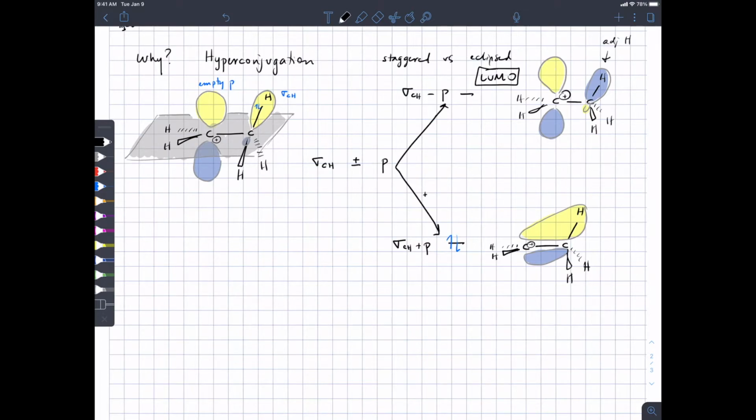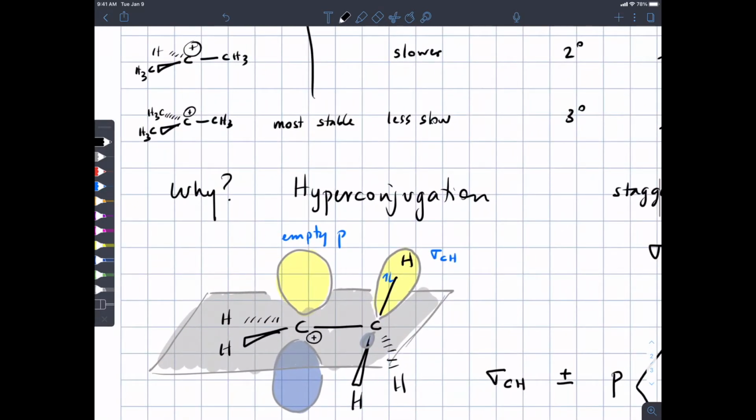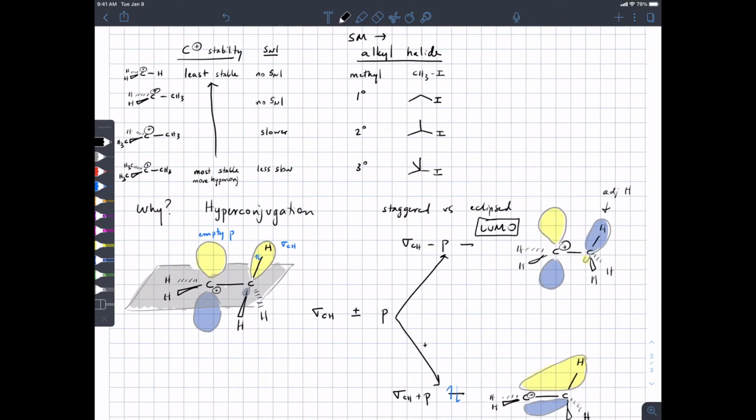All right. So that's hyperconjugation. There's more opportunities for hyperconjugation for tertiary carbocations, because there's simply more adjacent alkyl groups. And in the methyl carbocation, there is no hyperconjugation. There's no adjacent carbon-hydrogen bonds that can line up with the empty p orbital.